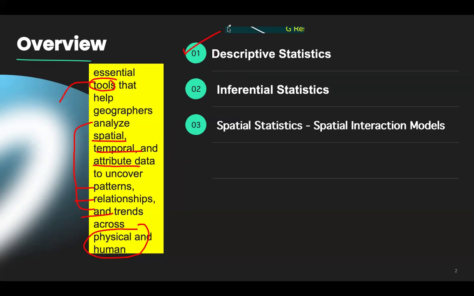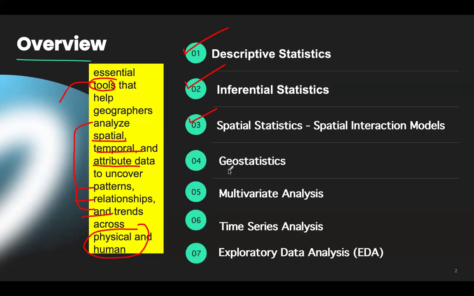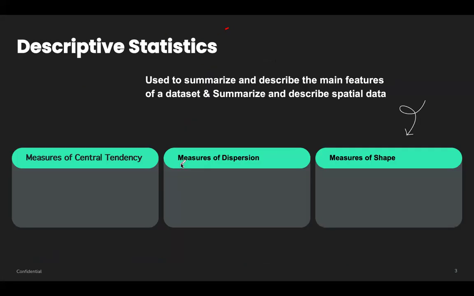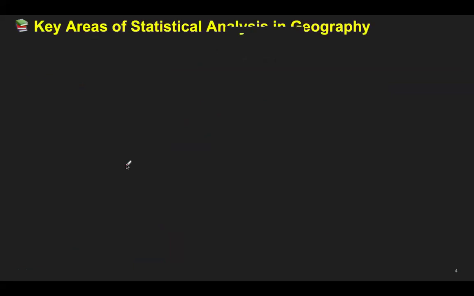These are: first is descriptive statistics, second is inferential statistics, third is spatial statistics and spatial interaction models, and then the next four are geostatistics, multivariate analysis, time series analysis, and exploratory data analysis. So let's jump into these and find out what these seven methods are. First is descriptive statistics. This is an overview of it, but let's explore it deeply.